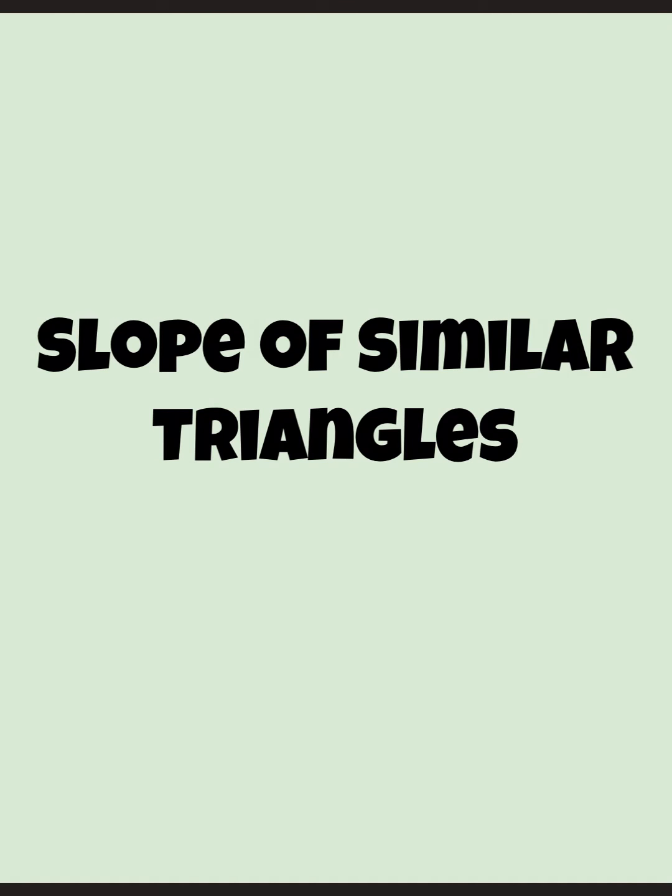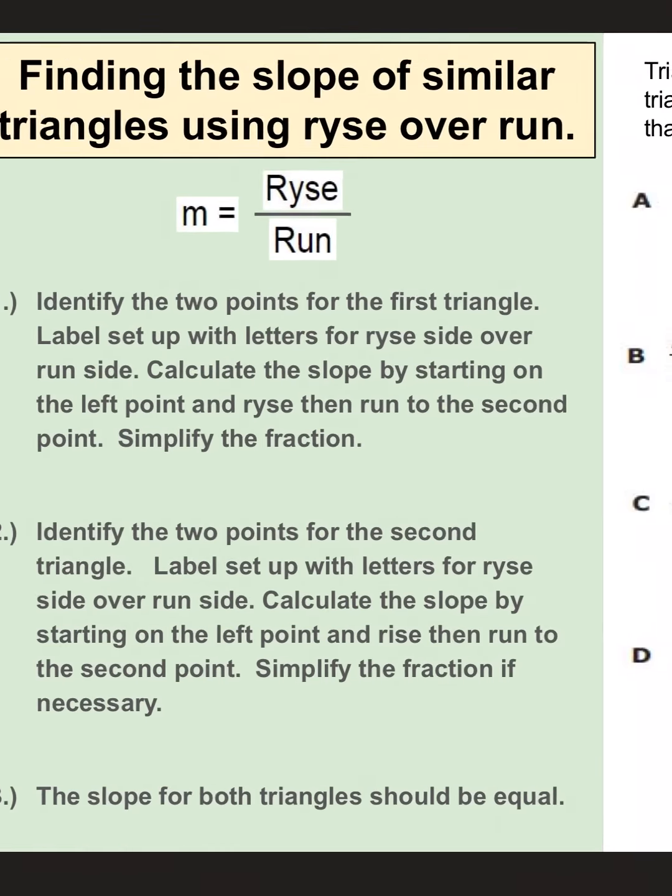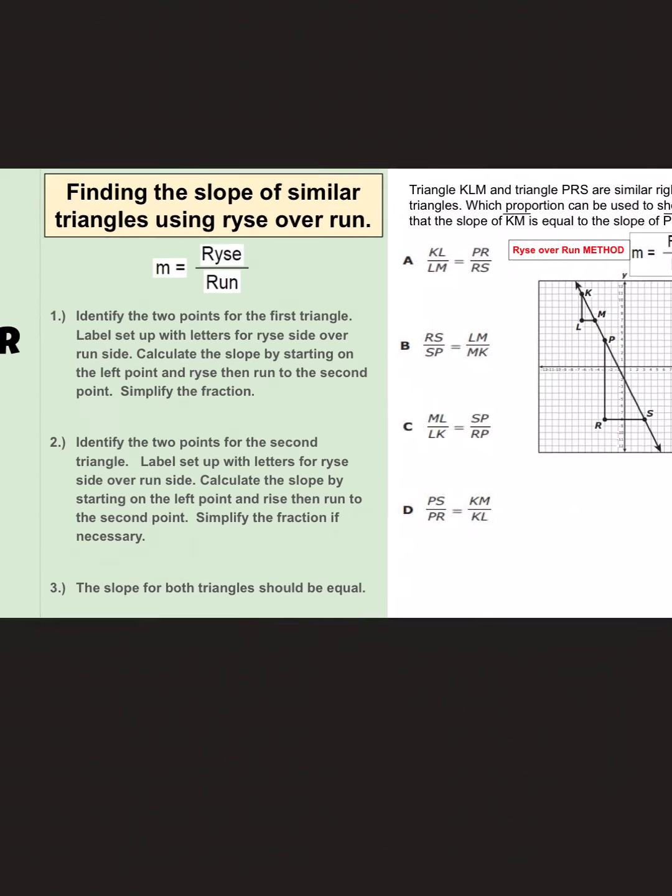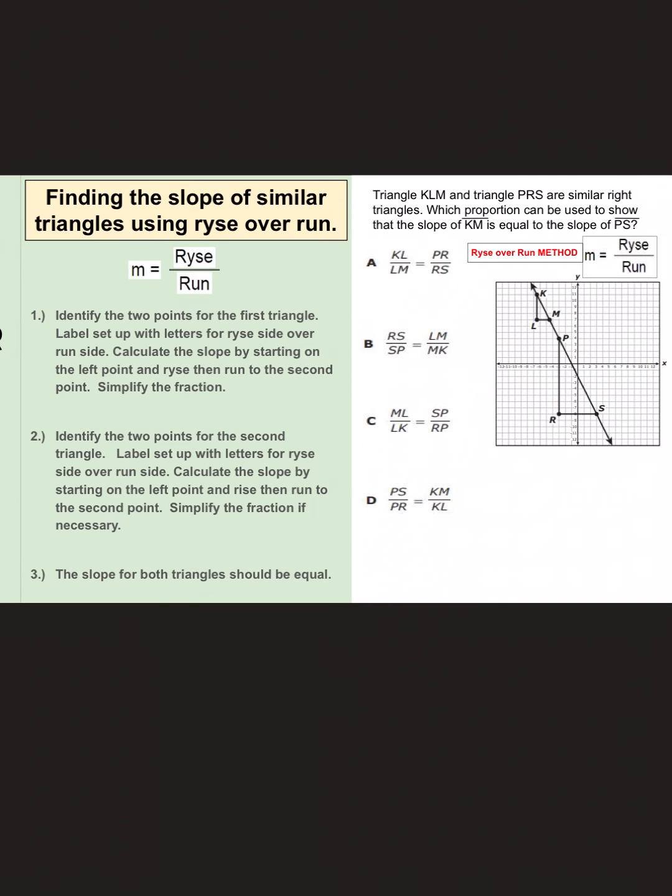For this lesson, we're going to look at slope of similar triangles. So let's take a look at the first example, or the first method for calculating slope of similar triangles. What we have here, we're going to use the rise over run formula. First, we need to identify the 2 points for the first triangle. Then we're going to label and set up with letters for rise side over run side.